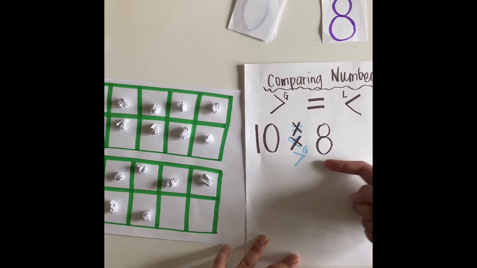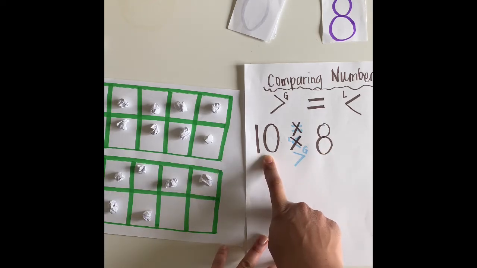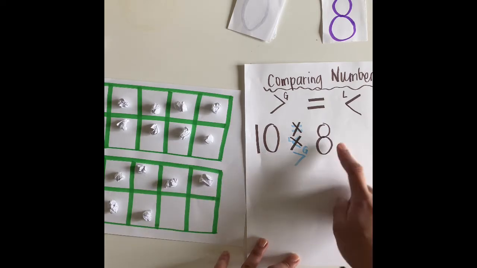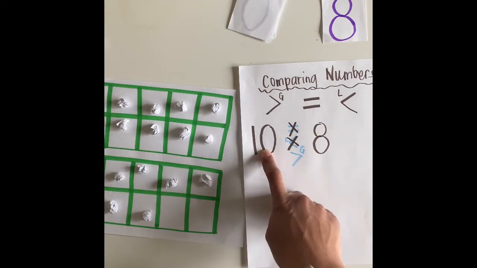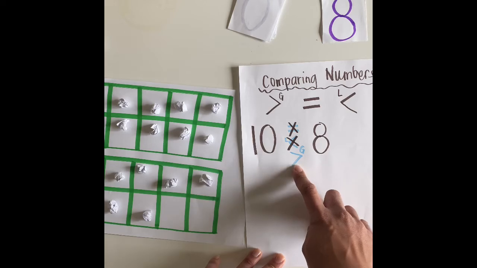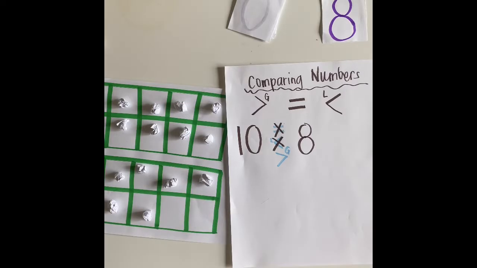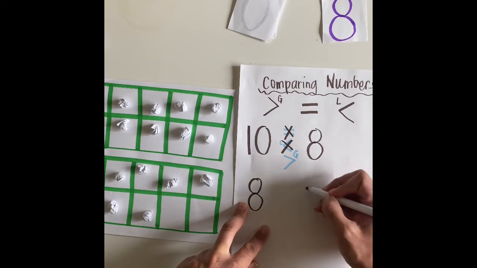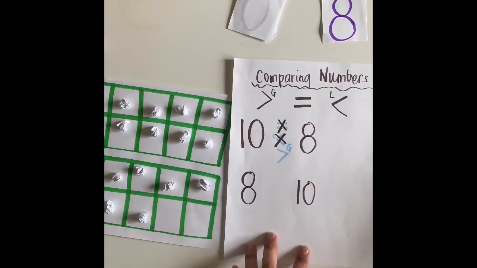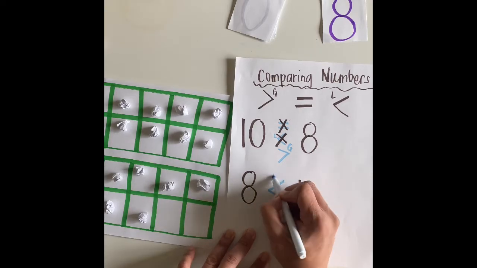But if I read it this way, is 8 still greater than 10? No, it would be the opposite. 8 is not greater. 8 is actually smaller than 10. So you can read it 8 is smaller or less than 10. Or if it helps you, you can also just write it. So I can flip the numbers. So I write 8 on this side now and 10 over here. And I would put the less than symbol because 8 is less than 10.